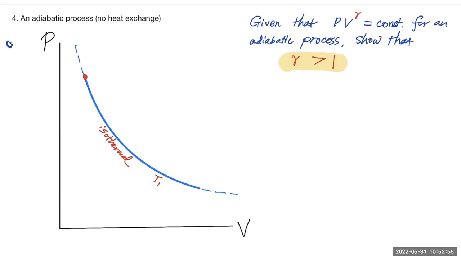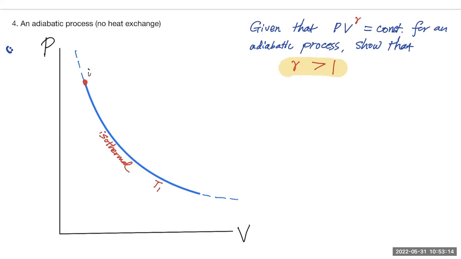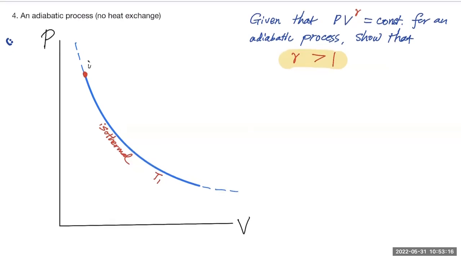Okay, why is gamma greater than 1? Can we see that from the first law of thermodynamics? Well, that is what I want to discuss with you. First of all, let's consider a case where you start from a certain initial state, I, undergoing an isothermal process. So the temperature stays at T1, okay? That's this blue curve that you see here.